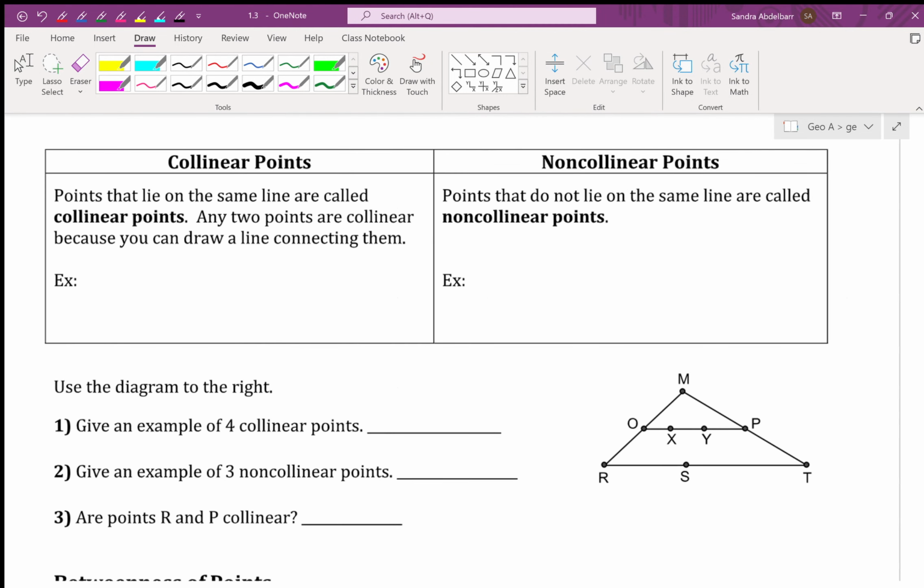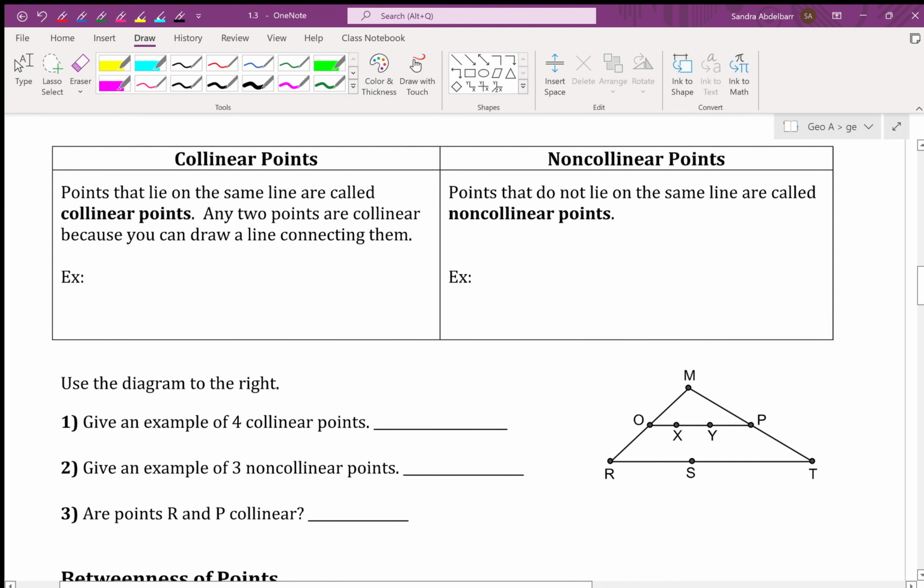We're going to start off with some basic definitions. Collinear versus non-collinear. In order for points to be considered collinear, they need to exist on the same line. So let me give you an example. Points A, B, and C are collinear points. Why are they collinear? They're points that all exist on the same line.